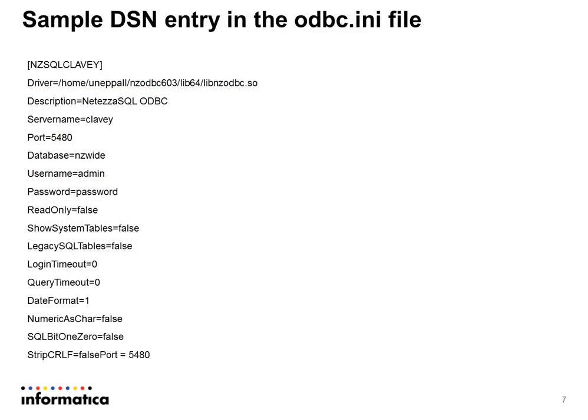And this is a sample DSN entry that you need to make in the odbc.ini file. As you can see, it has the driver, which is called libnzodbc.so, and we have provided that with the full path. And then we have the server name, database, and other credentials that you would need to establish connectivity to the Netezza database. I'm going to move over to the demo.